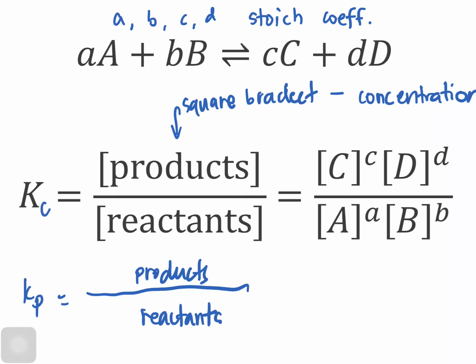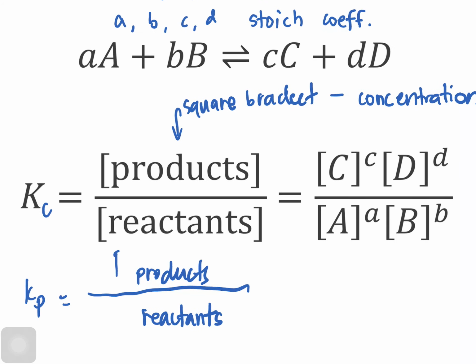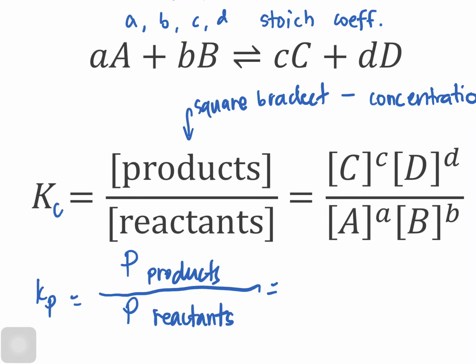However, if we use the square bracket, that is exclusively for concentration units. Since we are talking about pressure here, we will not use the square bracket. Instead, we will use a capital letter P. Capital letter P indicates that the unit of concentration, or the unit of amount of the substance, is in terms of pressures.